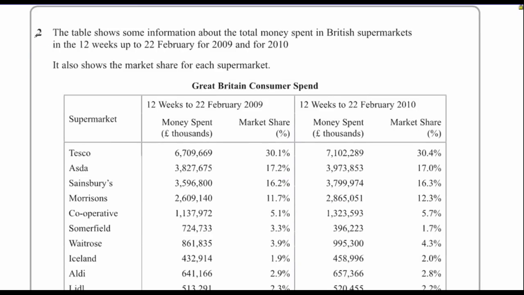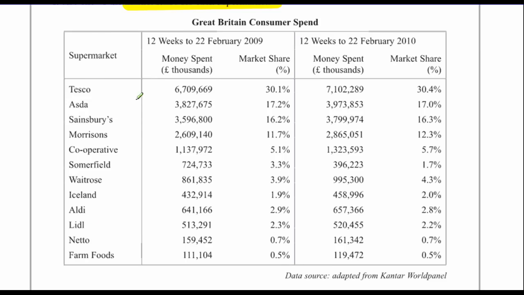Question 2. The table shows some information about the total money spent in British supermarkets in the 12 weeks up to the 22nd of February for 2009 and 2010. It also shows the market share for each supermarket. So we've got the supermarkets listed in the first column, lots of different supermarkets. We've got 2009, remember we're only talking about 12 weeks leading up to the 22nd. We've got 2010, the 12 weeks again. Money spent and market share.